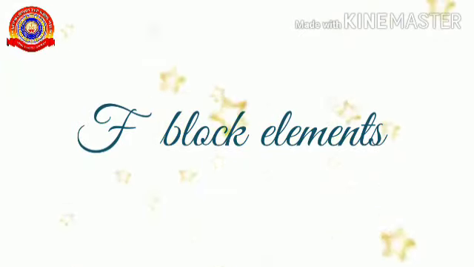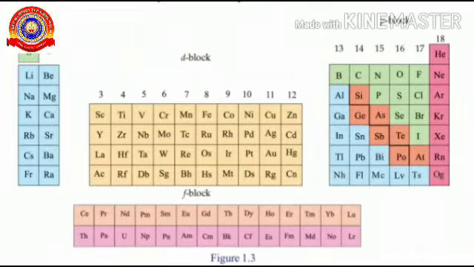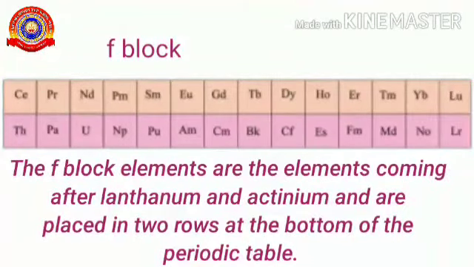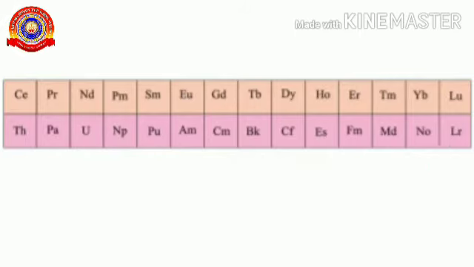F block elements. Students, you have already learned about the position of F block elements in the periodic table, haven't you? So let's learn what F block elements are. F block elements are elements coming after lanthanum and actinium and are placed in two rows at the bottom of the periodic table. Did you see the two rows at the bottom of the periodic table? Yes, they are F block elements.